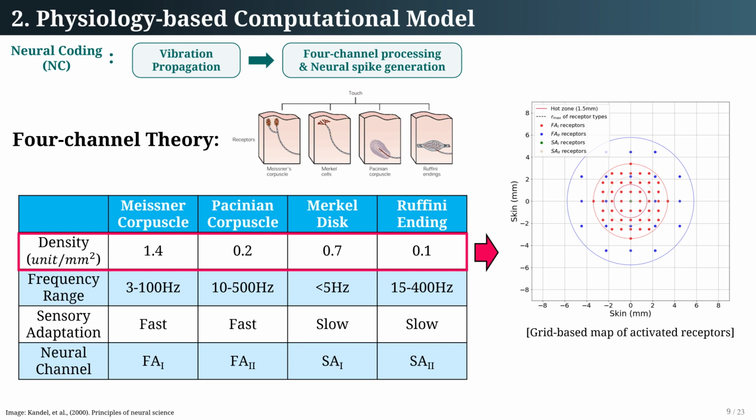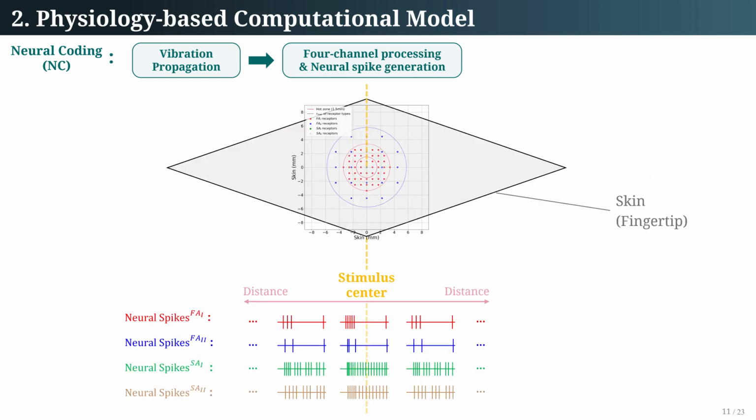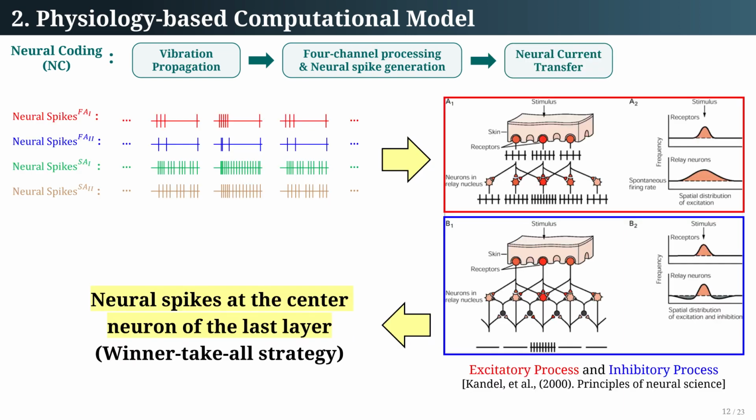Next, we simulate the spatial distribution of activated receptors by considering the density of receptors and the amplitude of the propagated vibration. Then, we apply bandpass filtering based on the frequency ranges of receptors and generate a group of neural spikes at each receptor type. At this point, the group of neural spikes are aligned to the spatial distribution of each activated receptor type. Next, we simulate the neural current transfer through excitatory and inhibitory processes of the somatosensory system. Finally, we take the neural spikes aligned at the center neuron of the last layer in each receptor pathway and integrate the four neural spikes with weight.